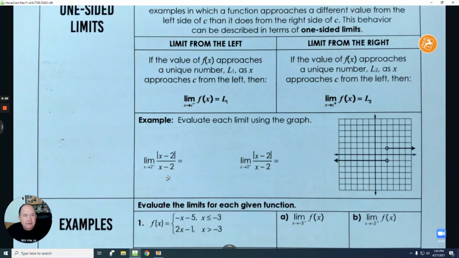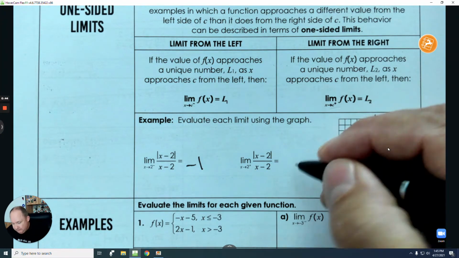Here's an example of a one-sided limit: the limit as x approaches 2 from the left. This is how you would say it. If you go from the left, the y value is -1. But if you approach the same function from the right side, the y coordinate is +1.